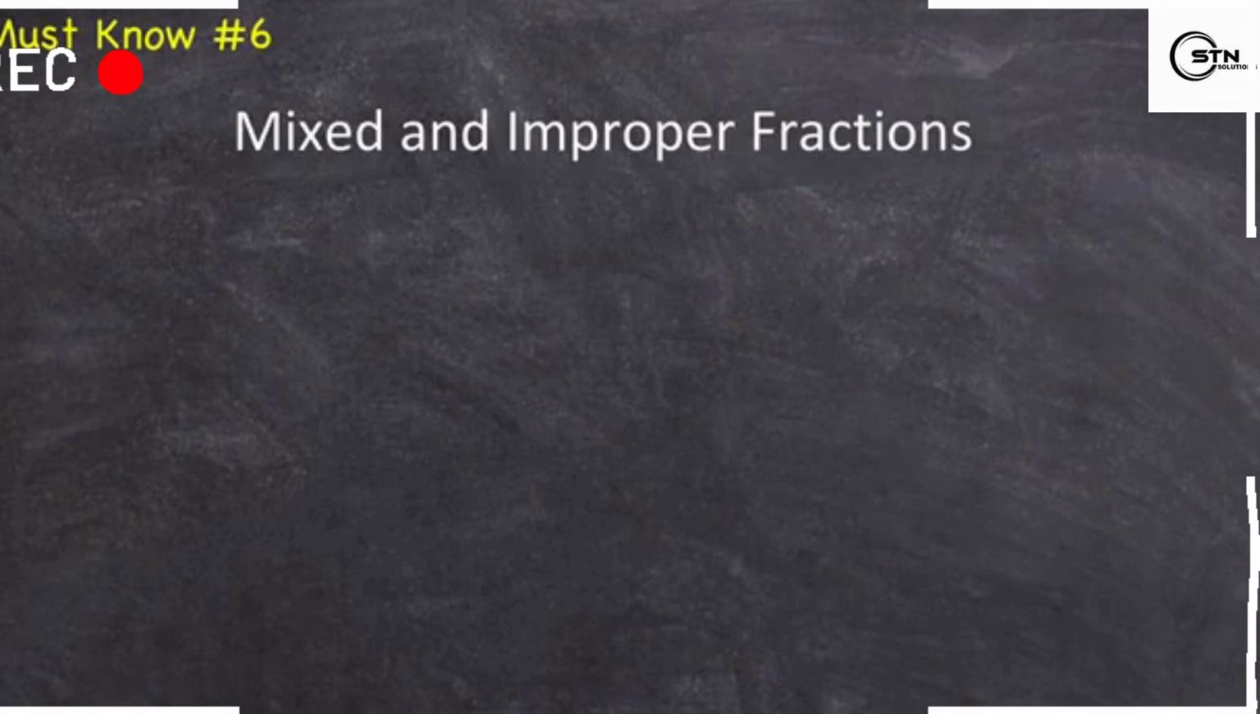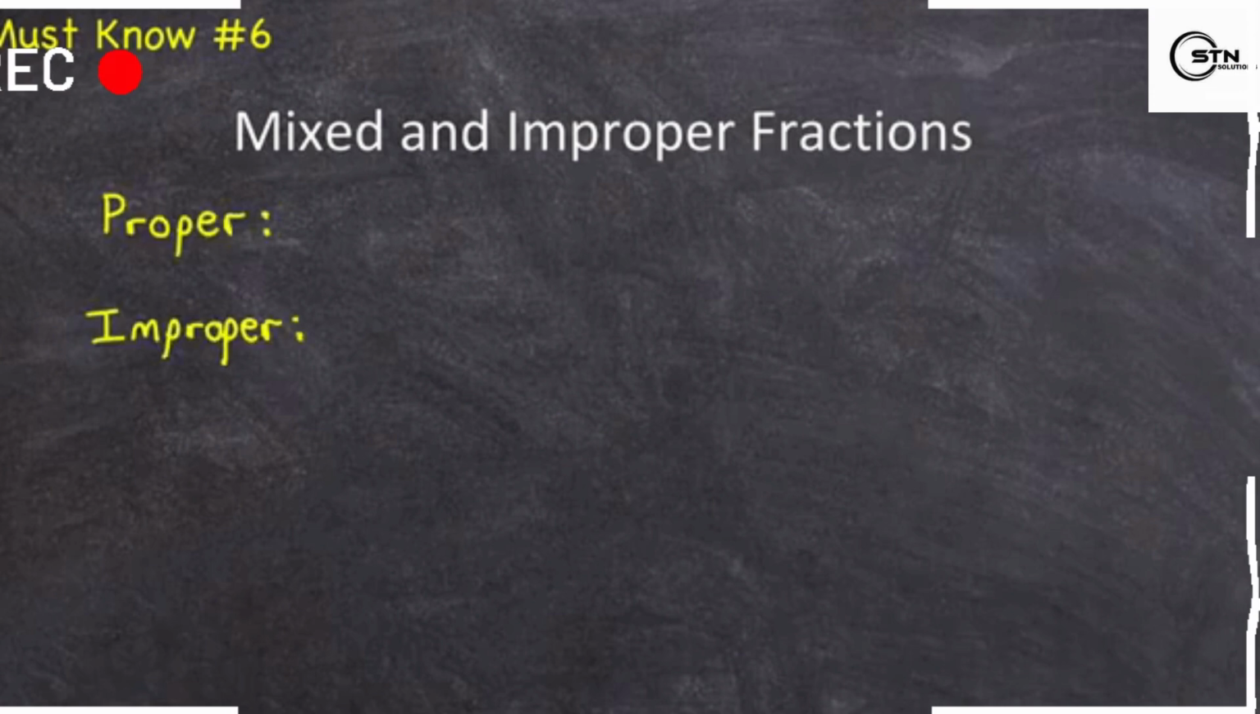Must know number 6: mixed and improper fractions. So there are actually 3 main types of fractions: proper, improper, and mixed. Now let me quickly tell you the difference between the 3 of these and then how we can convert between them.